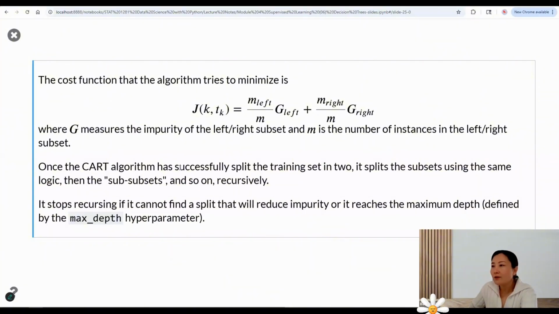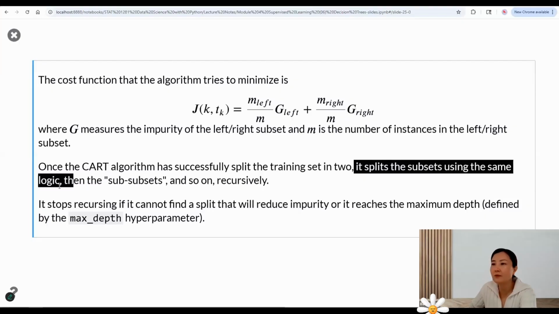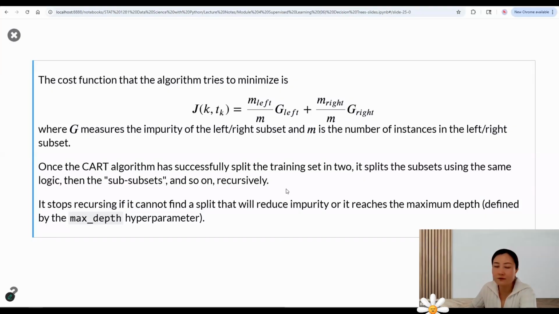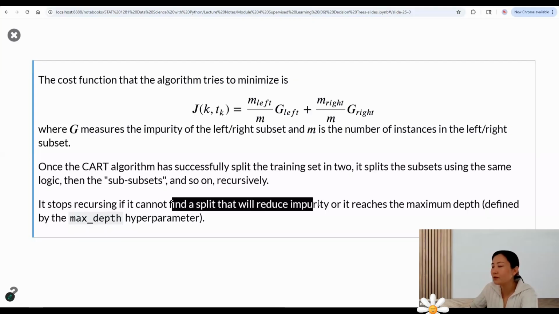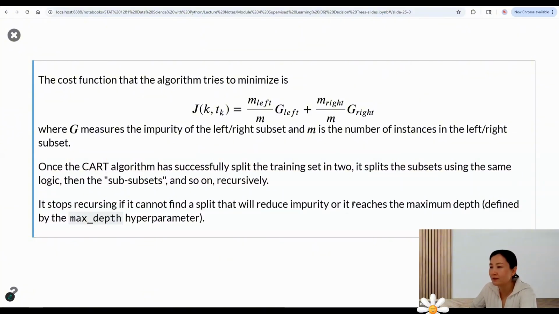Okay, once the CART algorithm has successfully split the training set into 2, it splits the subset using the same logic, and then the subsets, and so on, recursively. So it will keep growing. Right? It stops recursing if it cannot find a split that will reduce the impurity, or it reaches a maximum depth. So either it cannot reduce impurity anymore, or it reaches the maximum depth that we decide.